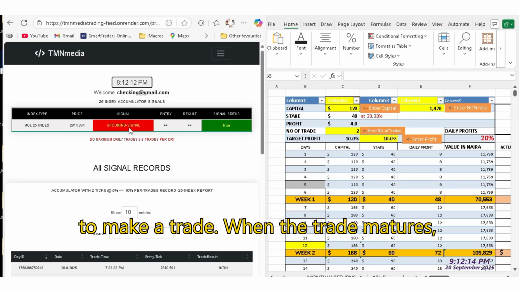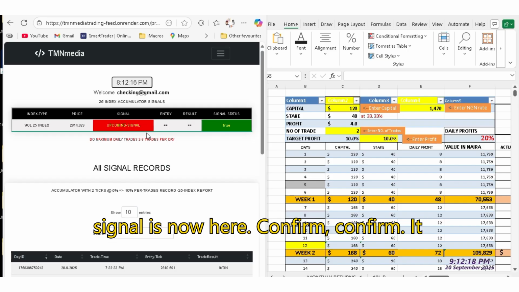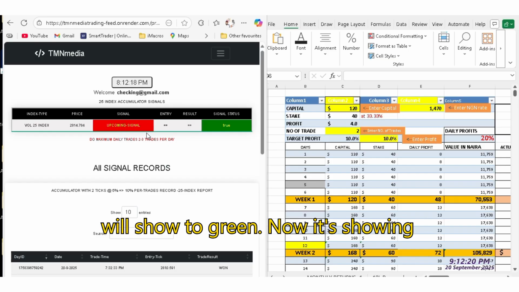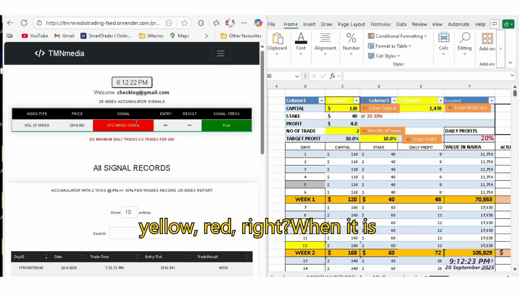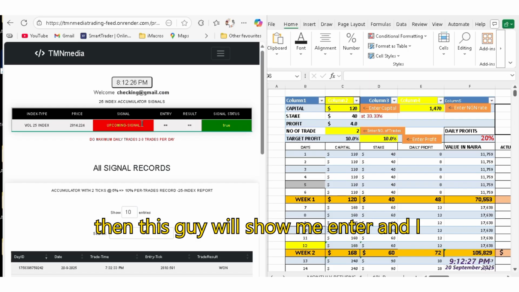When the trade matures, it will show me and say, active signal. Signal is now here. Confirm, confirm. It will show green. Now it's showing yellow, red, right? When it is ready, it will show me green. And then this guy will show me enter.